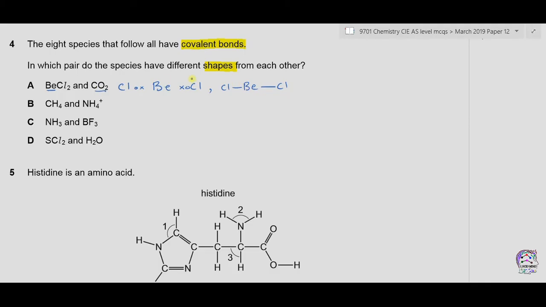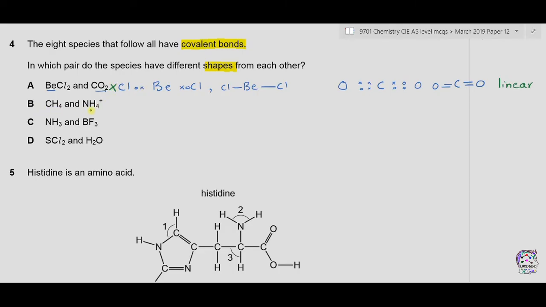Looking at carbon dioxide, we have 4 electrons in the outermost shell of carbon, and it makes a double covalent bond with one oxygen and a double covalent bond with the second oxygen. Again, when finding out the shapes, double bond is considered as a single bond, so again this is a linear structure, and the bond angle is 180 degrees. So in A, both have linear shape. So this is incorrect.